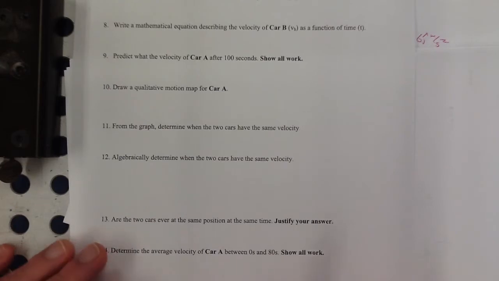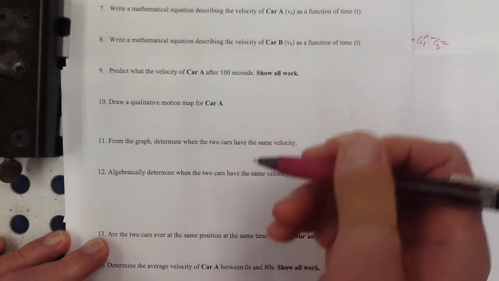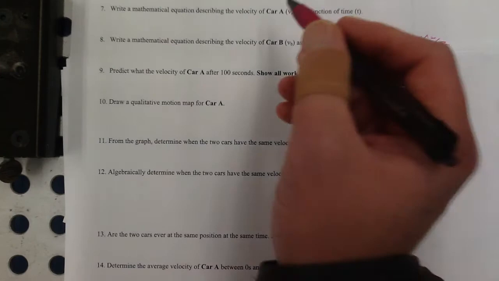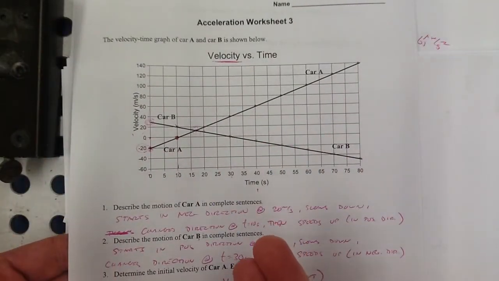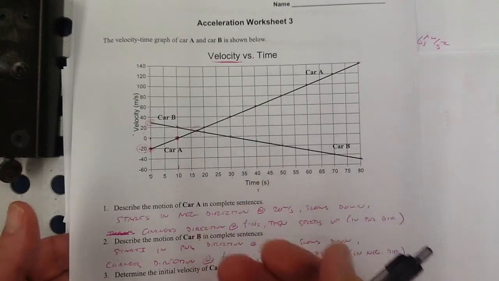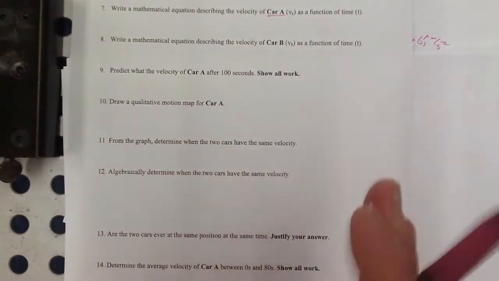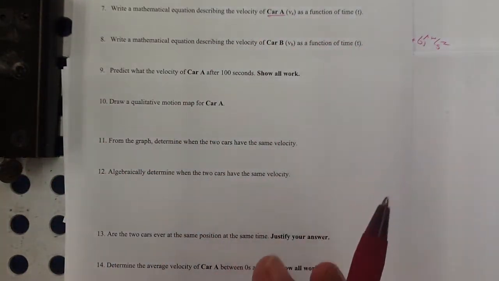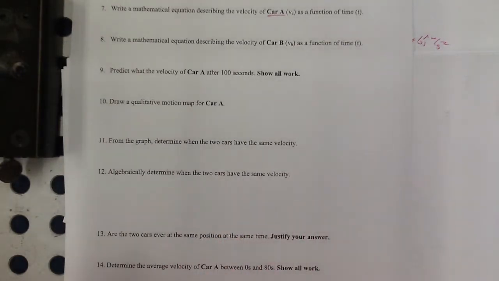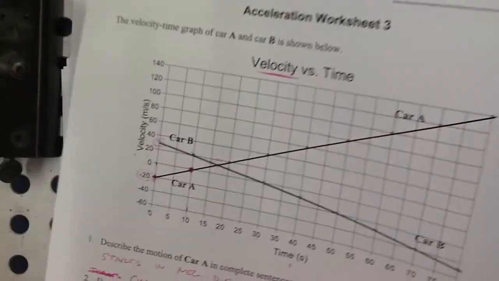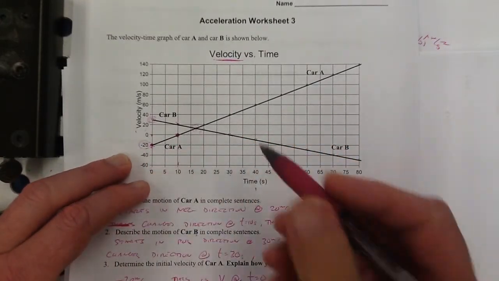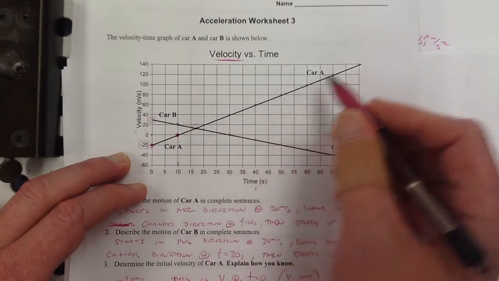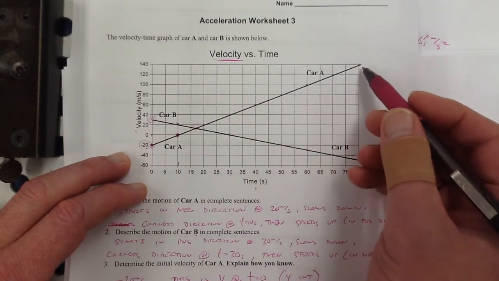Write a mathematical equation describing the velocity of car A as a function of time. In other words, just write the equation for this line, making sure you got the right units and the right names for the variables. Now, if you read this and you're like, I don't even know what that means, you need to pause the video right now. You got to make this an interactive process. Don't just kick back and watch me do physics. That's a waste of your time, and mine actually, because I already know how to do this. So let's make it work for both of us.